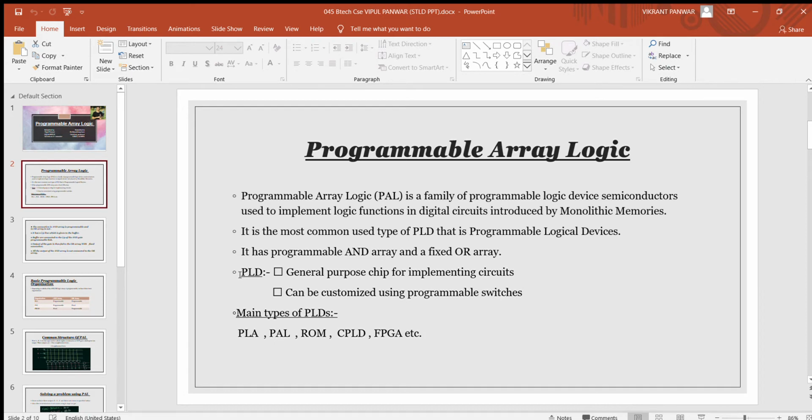Now I'll explain the PLD. Basically, what is PLD? PLD is programmable logic devices. It is basically a general purpose chip for implementing circuits. It can be customized using programmable switches. Some types of PLDs are PLA, PAL, ROM and CPLD. CPLD is basically complex programmable logic devices.